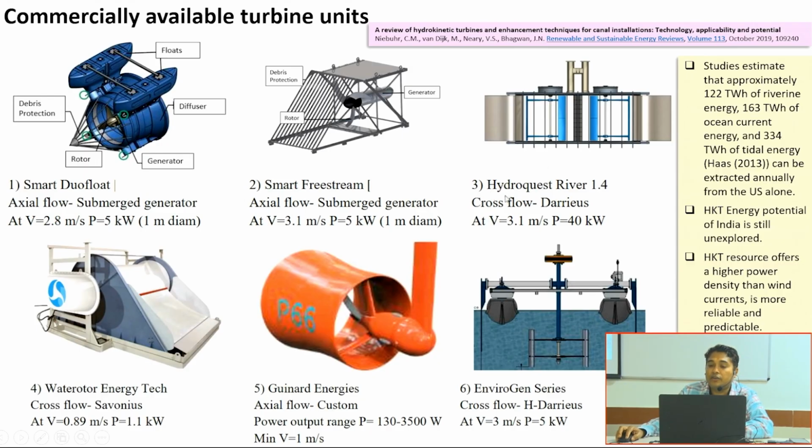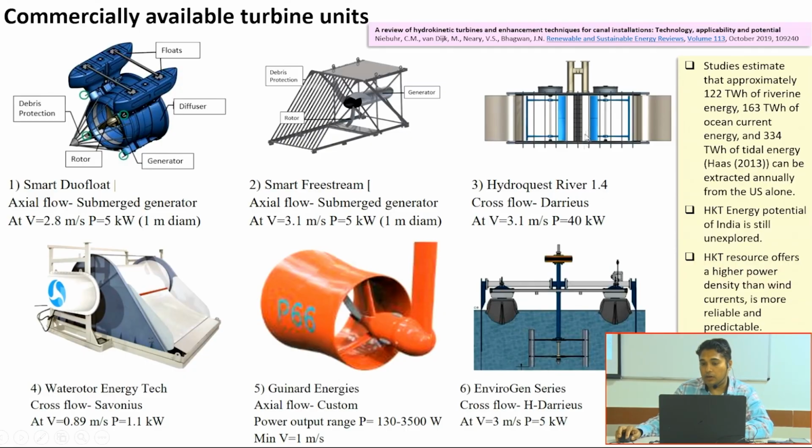Now this is Hydroquest River 1.4 cross flow. This is a cross flow type of turbine. This is axial flow, this is a cross flow type of turbine, and it is producing 40 kilowatt. Anyway, in this particular figure, the diameter information is not provided, so you can cross check the literature if that is provided. Here the power is more than the previous one, but that doesn't mean that this is more efficient. It may have the bigger dimension.